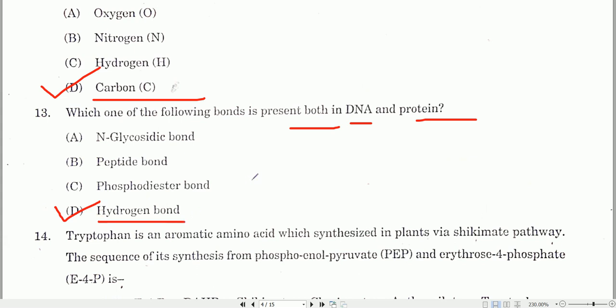So between your base pairs AT and GC, hydrogen bonds are there. And in the amino acids you will also get hydrogen bonds. So option D will be the correct one.